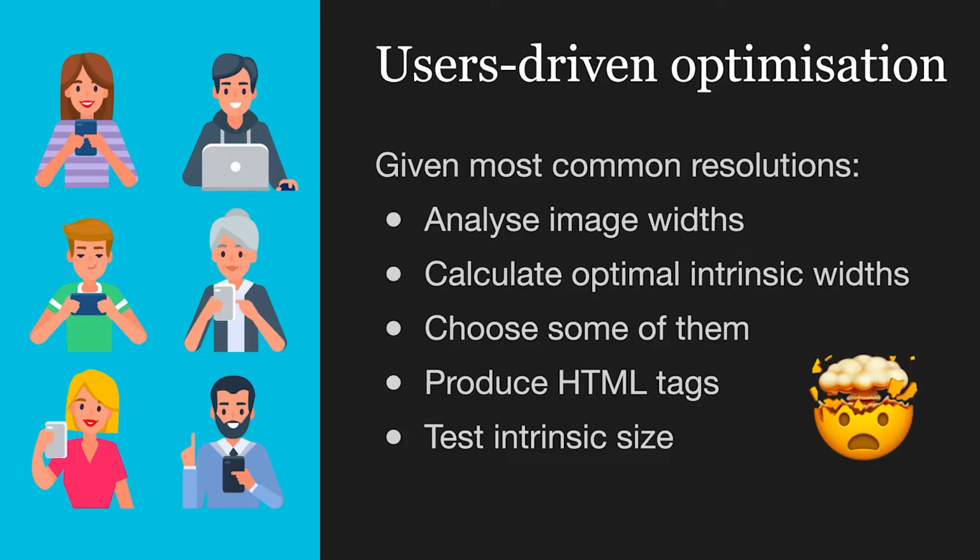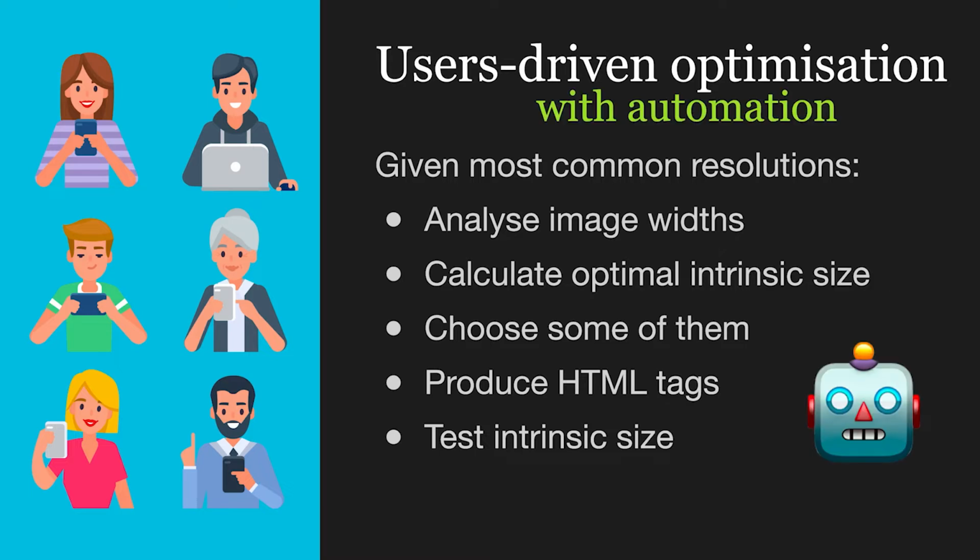This is a very long task, and it can be mind-blowing, even for the most experienced front-end developer, and the chances of getting a wrong result are extremely high. And what do we humans do? When a task is hard, long, and repetitive, we automate it. With the automator I'm going to present now, we can analyze the width of our images at every resolution. We can calculate the optimal intrinsic size for that image. The choice of some intrinsic sizes is not yet automatic, and probably it makes sense to do it consciously.